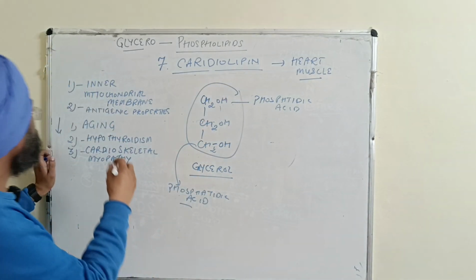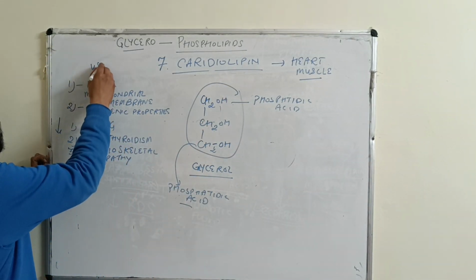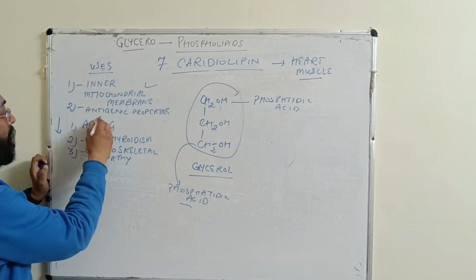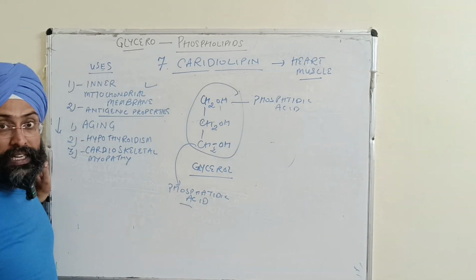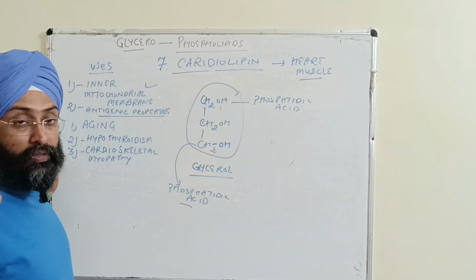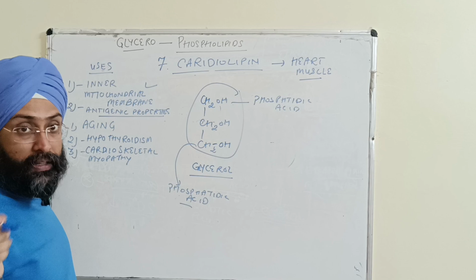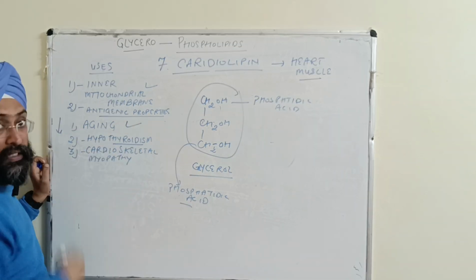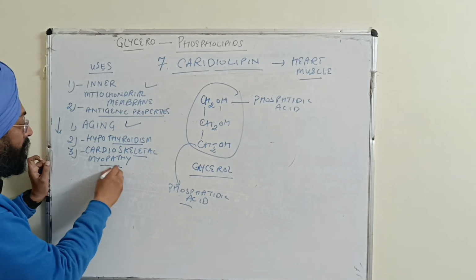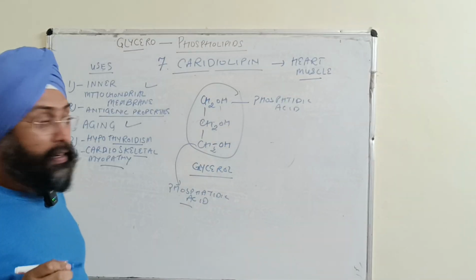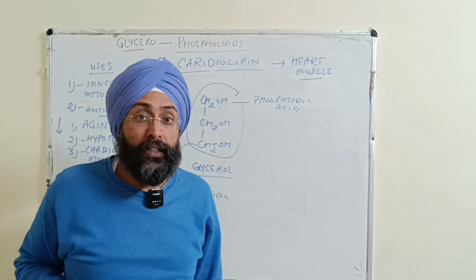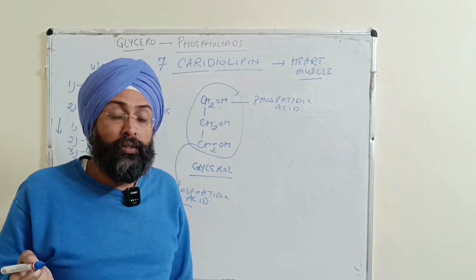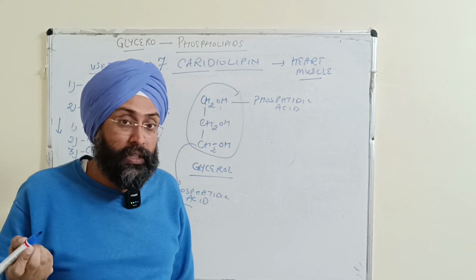And coming on to the uses. It is an important component of the inner mitochondrial membrane, and it has good antigenic properties as well, right? And if the levels of cardiolipin decrease, it will result in aging, hypothyroidism, and cardiovascular myopathy, right? And anti-cardiolipin antibodies are also used as a diagnostic tool during evaluation of organ transplant.